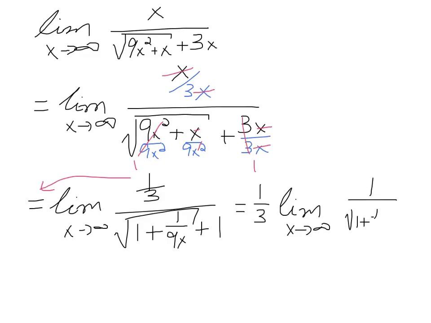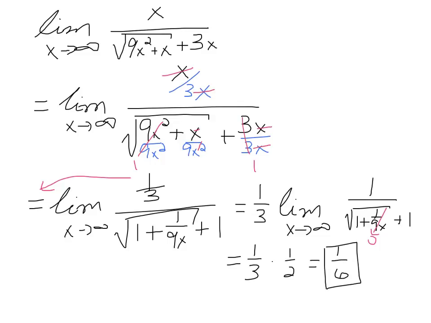And you can see clearly now that as x approaches infinity, this term is going to go to 0 as we take the limit, and I have a square root of 1, which is 1, so I'll have a 1 plus 1, which is 2, and so my final result is 1/3 times 1/2, which is indeed 1/6. Alright, so there are some techniques for you to ponder, and some algebra. Good luck.